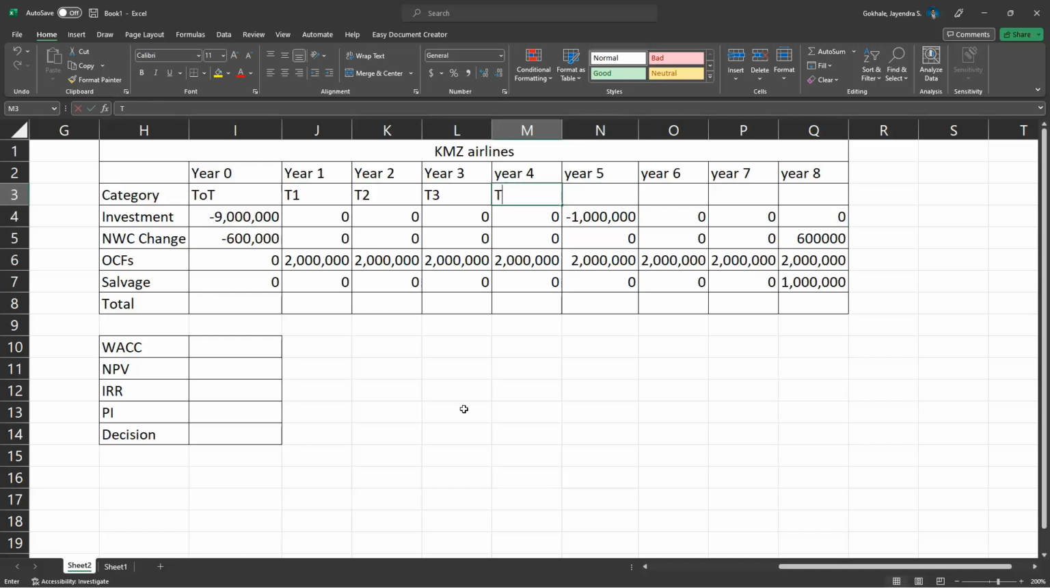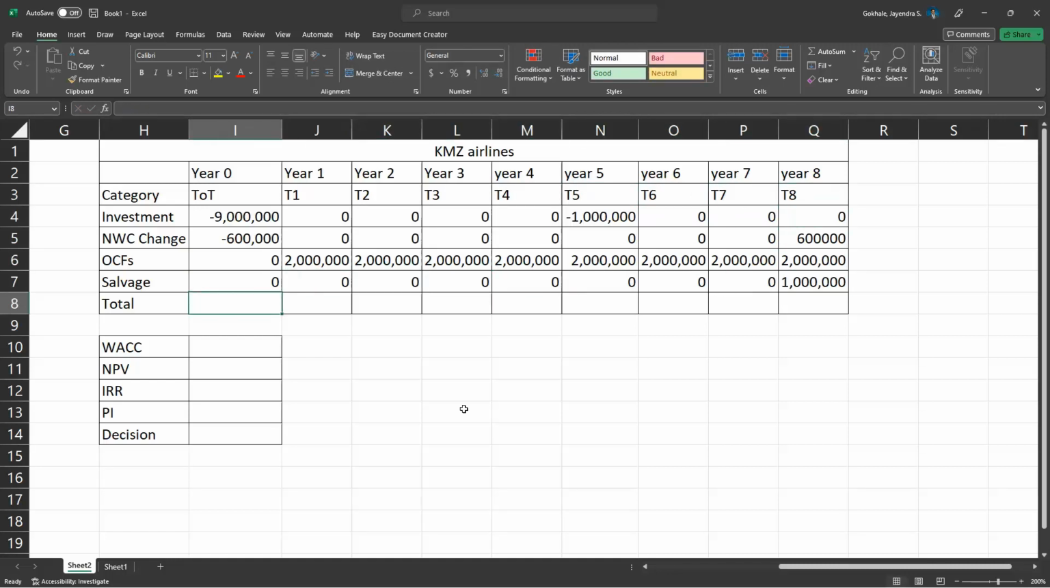So this is T3, T4, T5 at the beginning of year 5. I apologize. No, this is beginning of year 1, end of year 1, end of year 2, end of year 3, 4, 5, T6, T7, and T8. So it's an 8-year project.